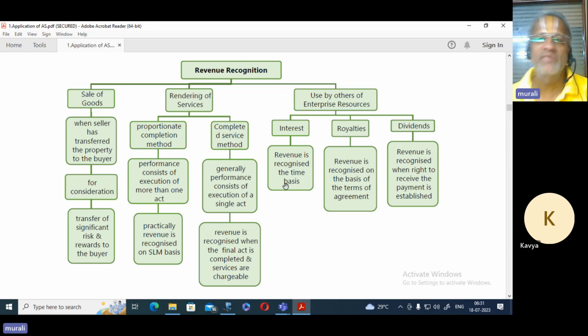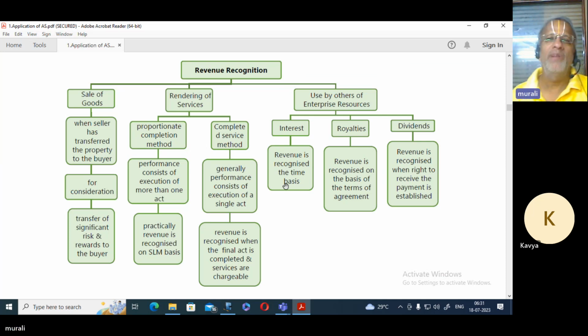Whereas in the case of services, there are two methods that you have. One is the proportionate completion method, like in the case of AS7, the other being the completed contract method, where I've explained in AS7 when you consider that it is all over. Only when a particular performance is getting over can you take it up. Otherwise, you cannot take it up on a proportionate basis.